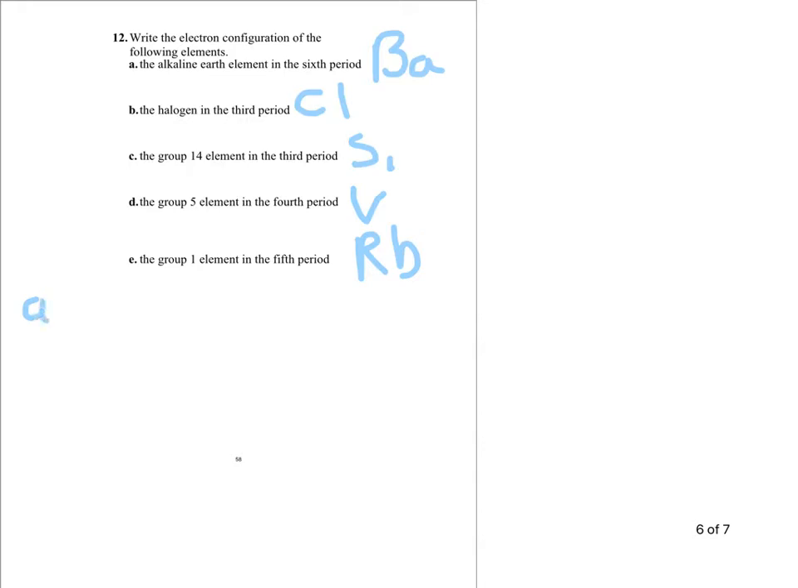So A, looking at barium. If we go to noble gas preceding, in this case that's xenon, go up and over and up. And then as you're going across the 6th period, we're just going to have 6s2 because barium's in the S block.